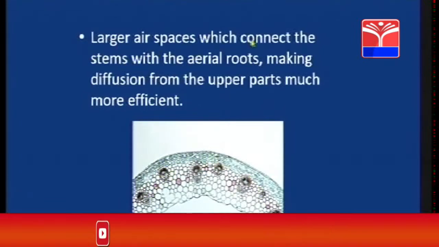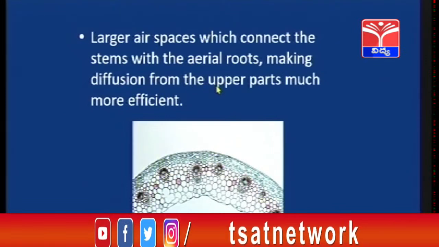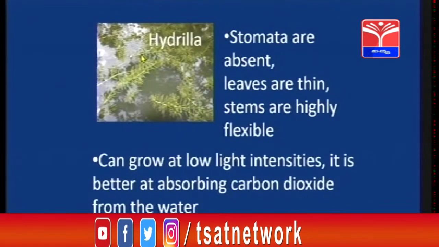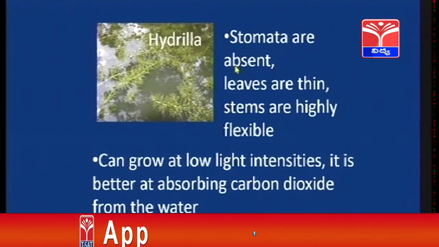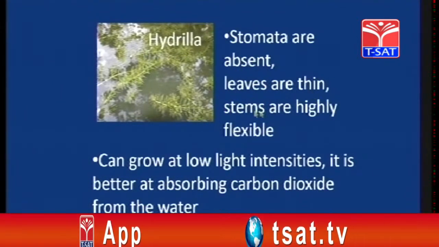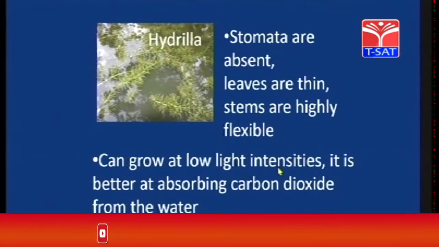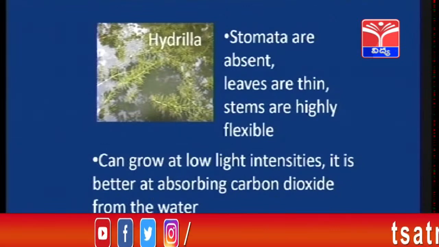Large air spaces which connect the stems with the aerial roots make the diffusion from the upper parts much more efficient. Children, this is the hydrilla. Stomata are absent, leaves are very thin, stems are highly flexible, and it can grow at low intensities of light. It is better at absorbing carbon dioxide from the water.